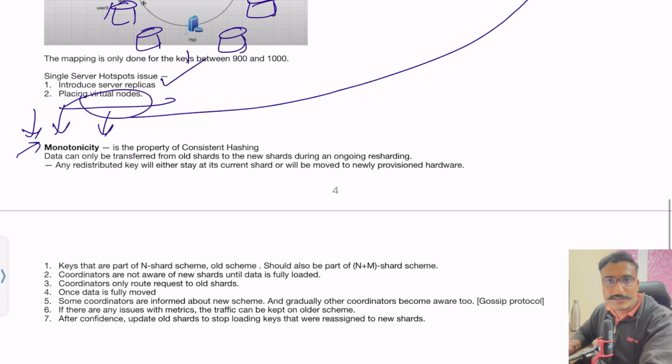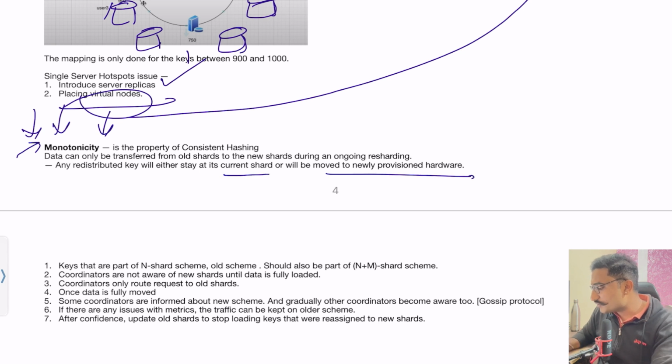There is one property, monotonicity. It's a property of consistent hashing. Read about monotonic functions if you have not heard about them till now, and you will understand the idea here. The data can only be transferred from old shards to new shards during an ongoing resharding operation. So any redistributed key will either stay on its current shard or will be moved to newly provisioned hardware.